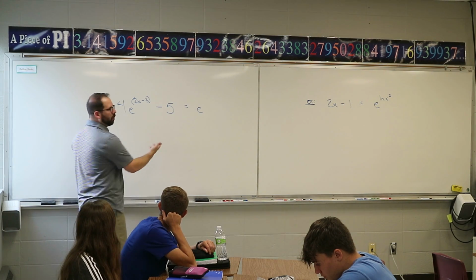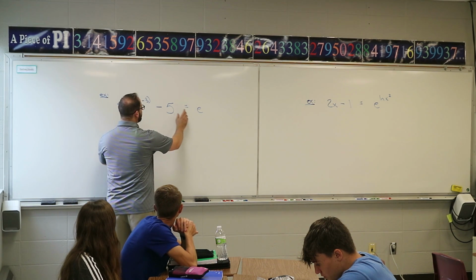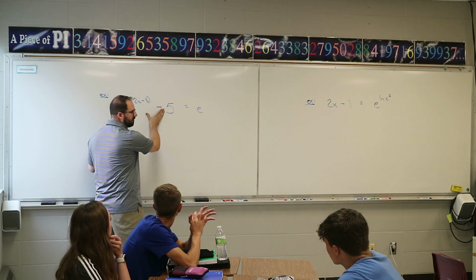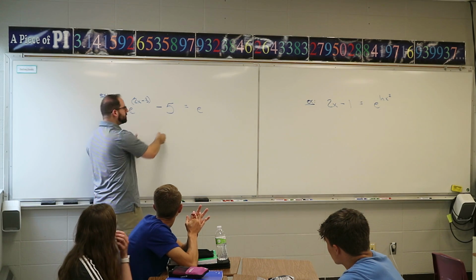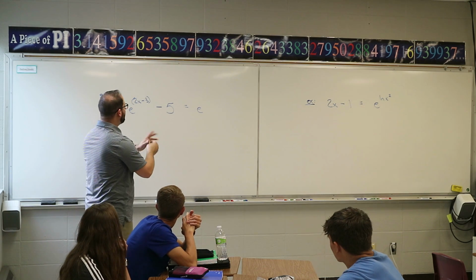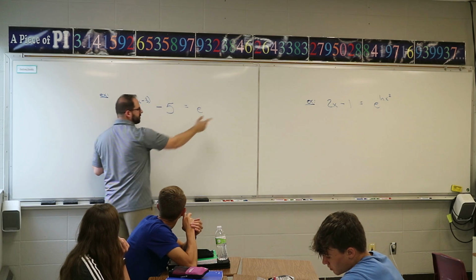Well, this one seems weird because it's got e's on both sides. And what threw me off is if you try to take the natural log of both sides, this has a -5. You can't separate when there's subtraction. You can separate when they're multiplied together or divided. But you can't separate if there's a plus or minus sign. And even if you move this 5 to the other side, you still have a plus or minus.